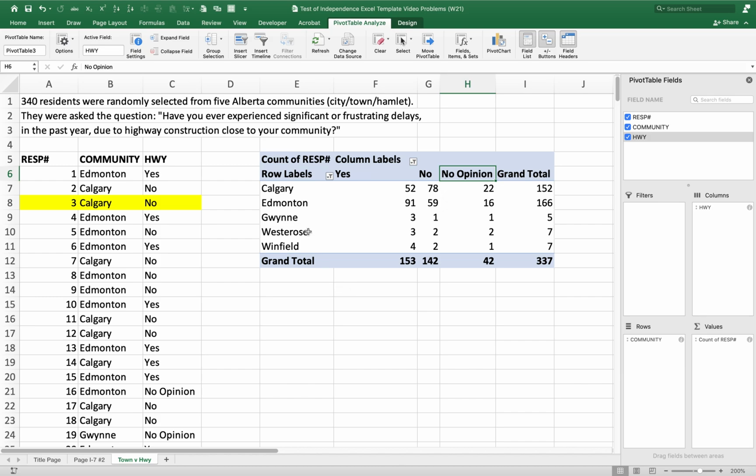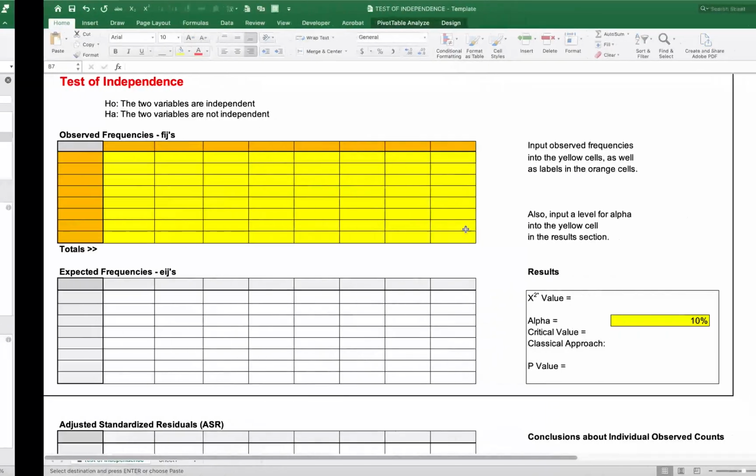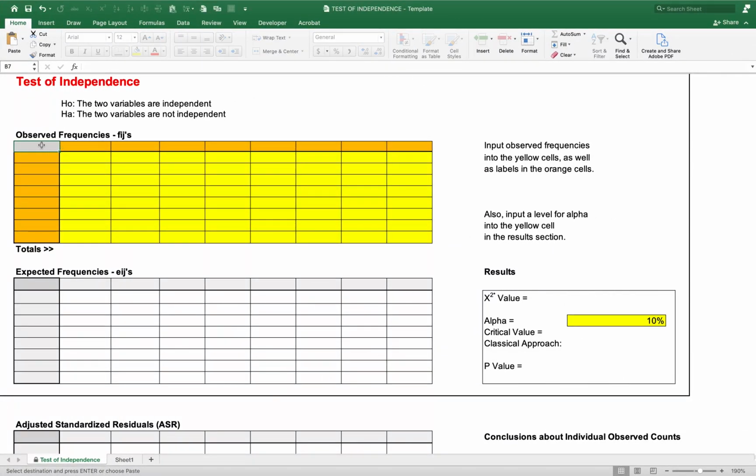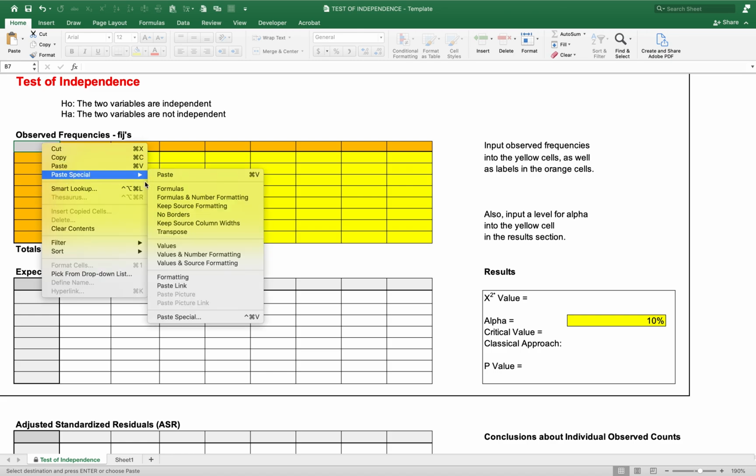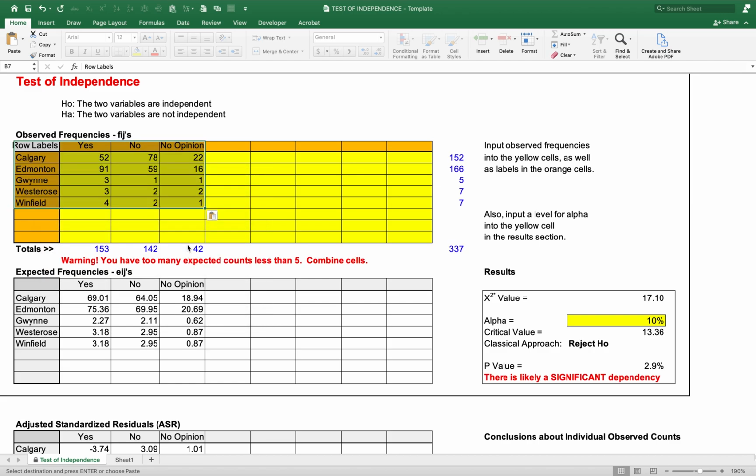Now, what I do is I click on where it says row labels and highlight just the inner cells and the titles. So again, I don't include the grand totals for the rows or the columns. And I'm going to do a copy. I'll just do a Control-C on this one. I'm going to move across here. I'll right-click in here where it says Observed Frequencies, paste special, paste special values. And this is what I end up with.